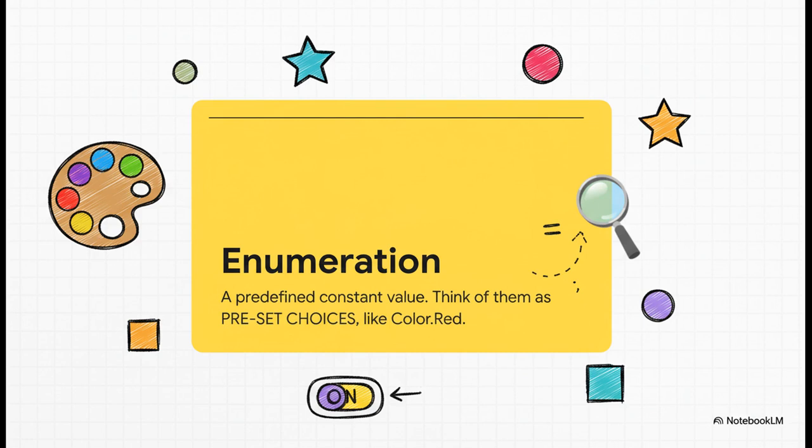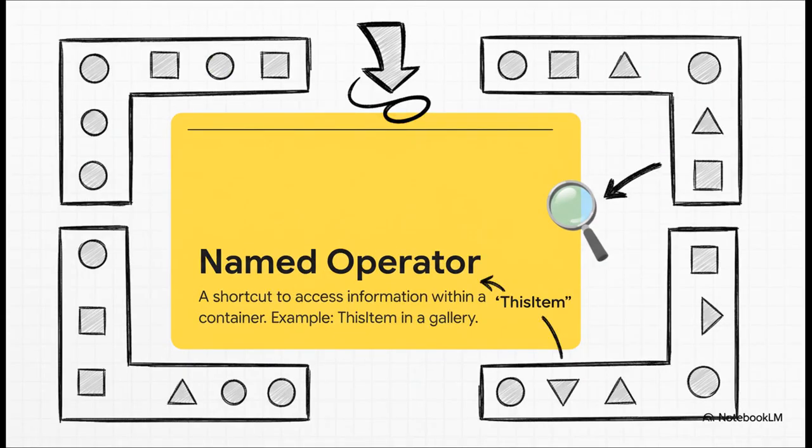Then there are enumerations. These are basically just preset choices. I mean, who wants to memorize the weird hex code for the color red? Nobody. So instead, you can just type color.red. It just makes your formulas so much cleaner and way easier for you or anyone else to read down the line.